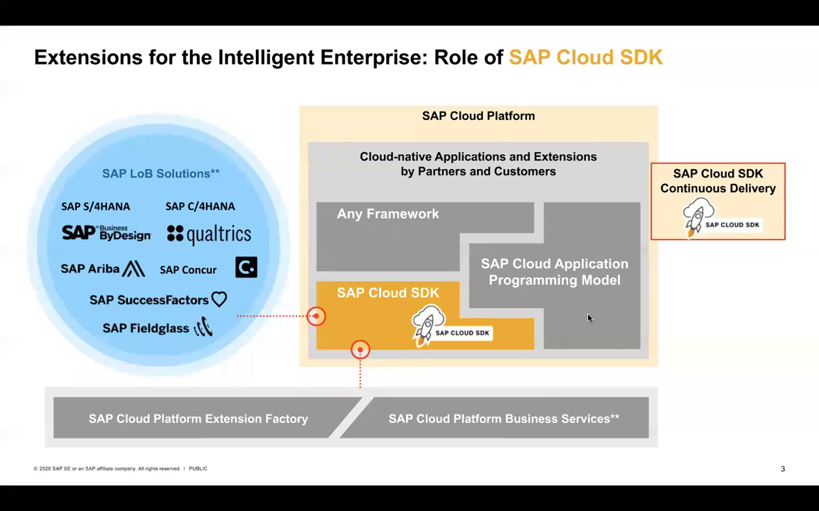The last component of the Cloud SDK is visualized on the right side, which is the continuous delivery toolkit, which basically enables developers to automate the deployment process, to accelerate it, and also to make it more reproducible. This is basically the overview of the basic functionality that the Cloud SDK offers. Again, we have cloud-native applications built on SAP Cloud Platform.